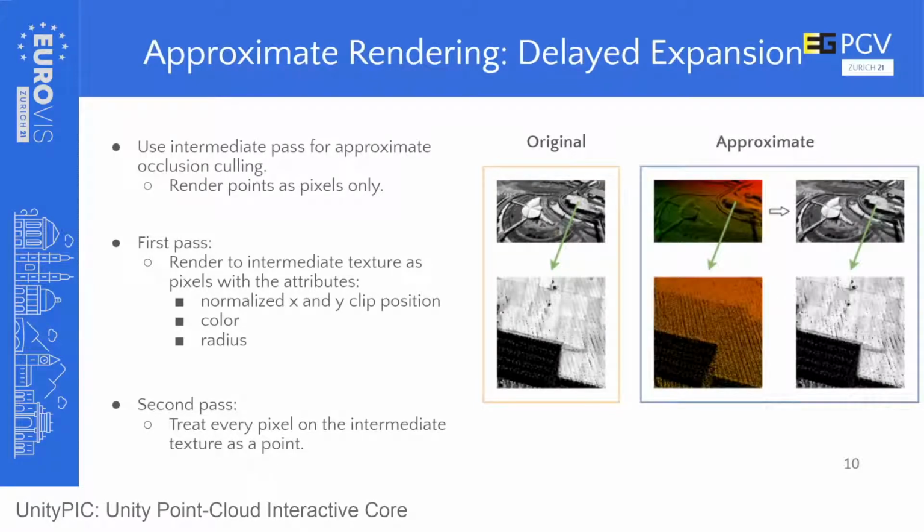The proposed algorithm uses an intermediate pass for approximate occlusion culling. First, the points are rendered as pixels to an intermediate texture. Its XY clip positions, color, and radius are stored in the RGBA elements. The second pass will read from the intermediate texture and treat each pixel as a single point and perform normal rendering. So essentially, for all the points whose center renders to the same pixel, only the frontmost point is taken. The frontmost point is assumed to occlude every point behind it, and thus only one point is rendered.